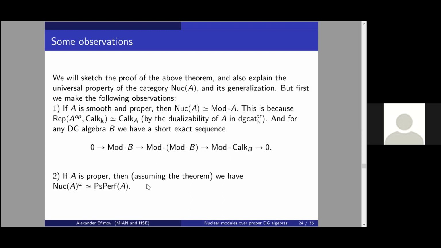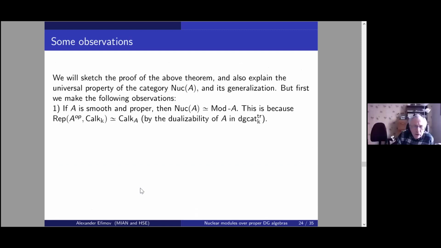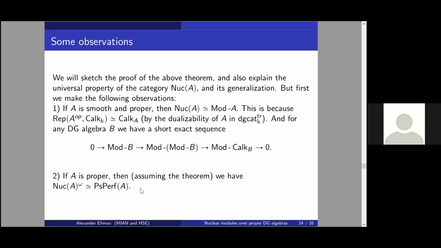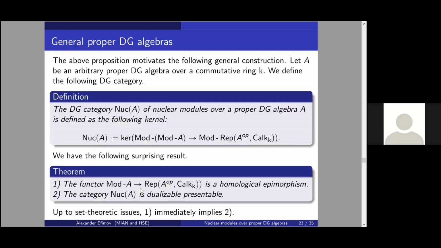And if A is proper, then as I probably already mentioned, assuming the theorem, we immediately have that the compact objects of this nuclear category is given by pseudo-perfect A modules. And this is just the kernel of the functor between these categories. What is a pseudo-perfect? The modules which are perfect over the base ring. So this is more tautological, actually, just the kernel of this functor in part 1.